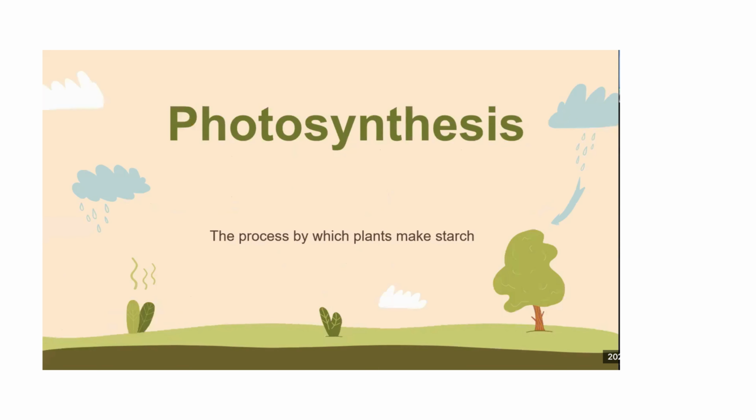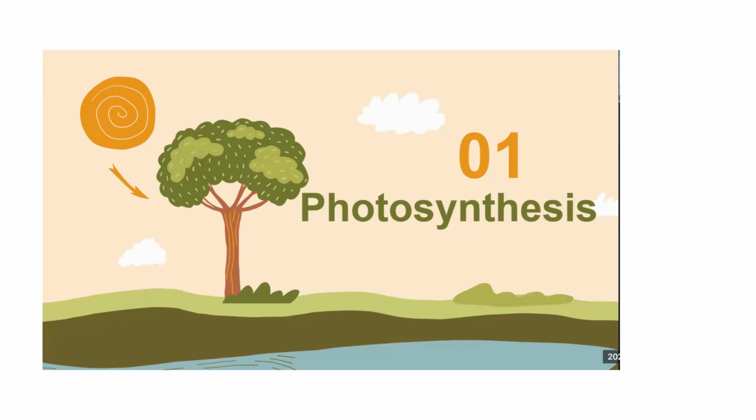So what is photosynthesis? Basically, photosynthesis is the process by which plants make starch. Photo means light. Synthesis means we generate high molecular weight molecules from simple molecules. So photosynthesis simply means we use light to generate starch. So our first topic is we are going to discuss more about photosynthesis.